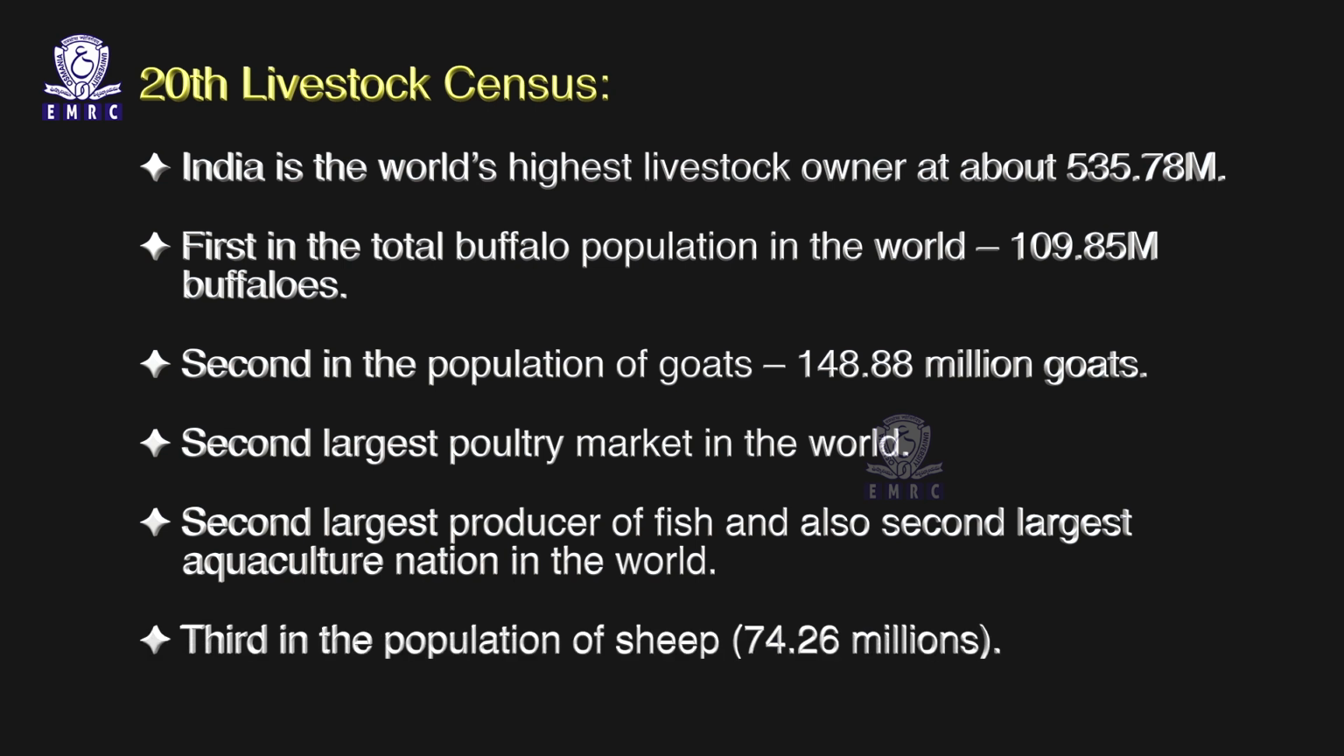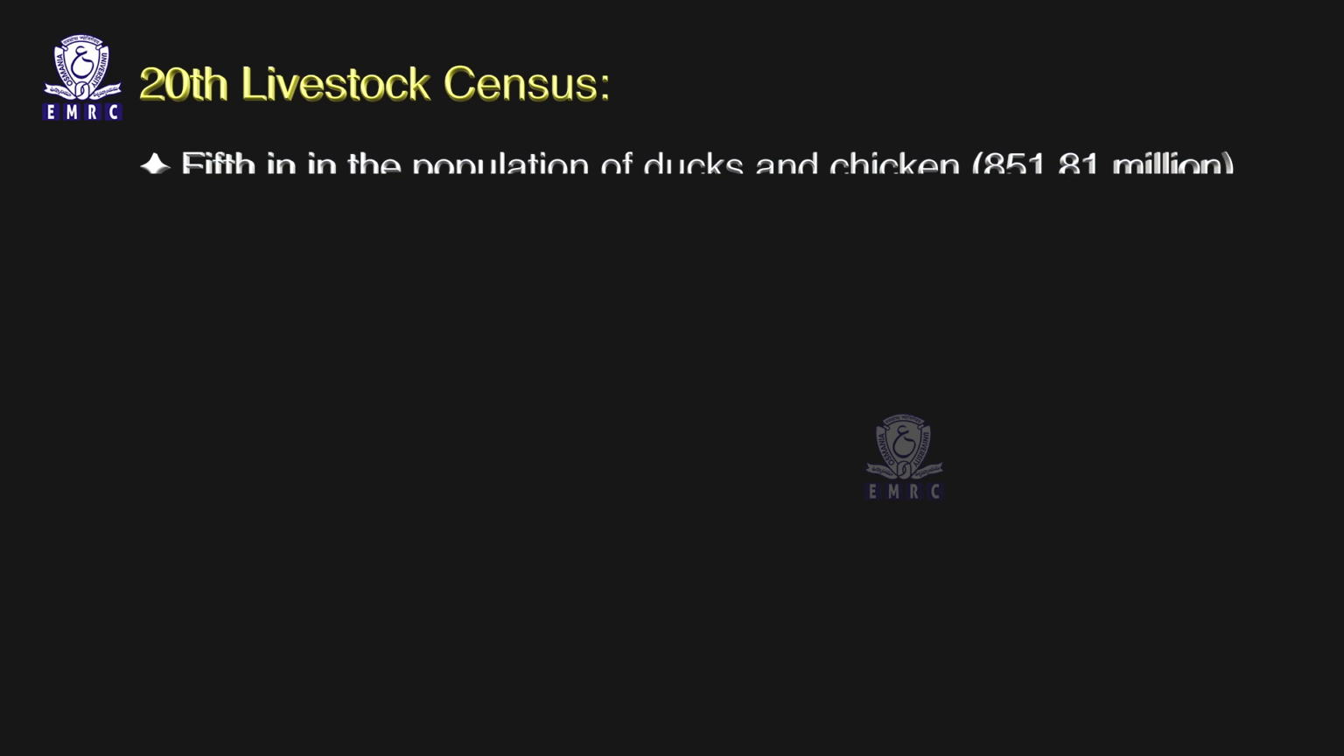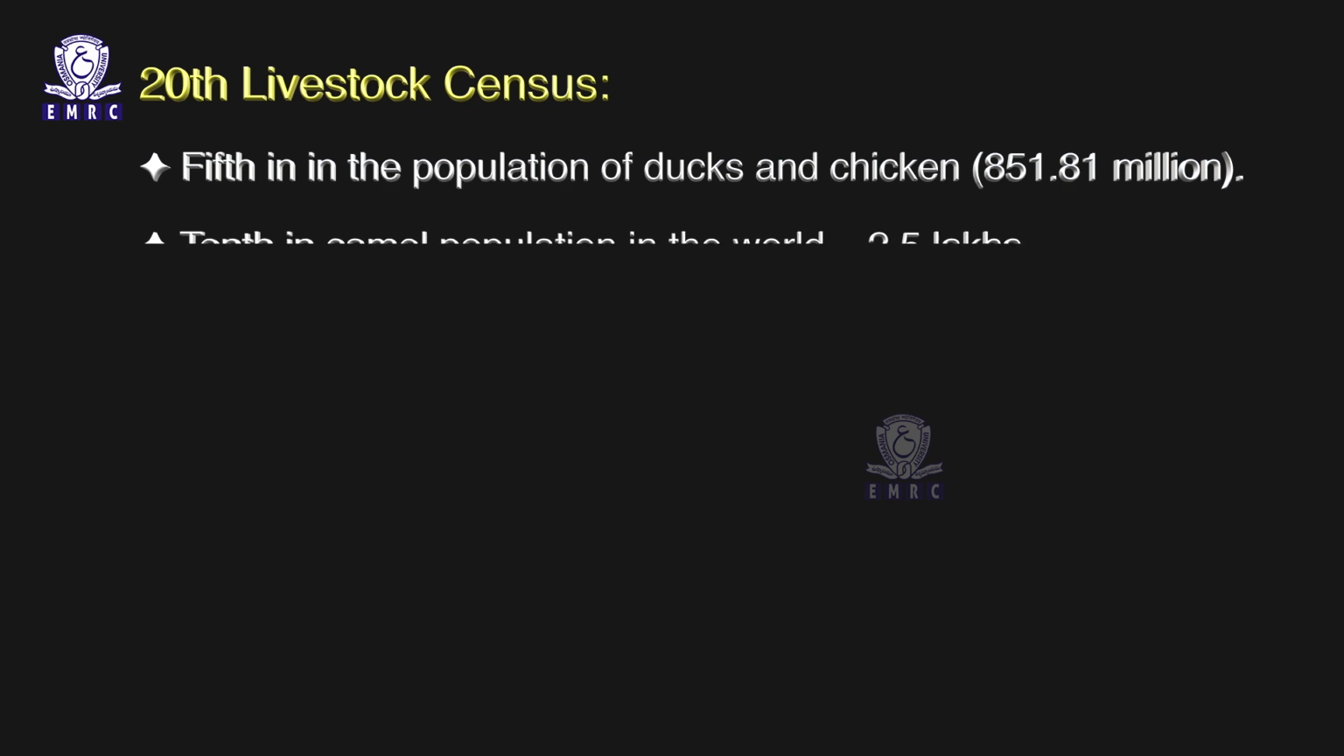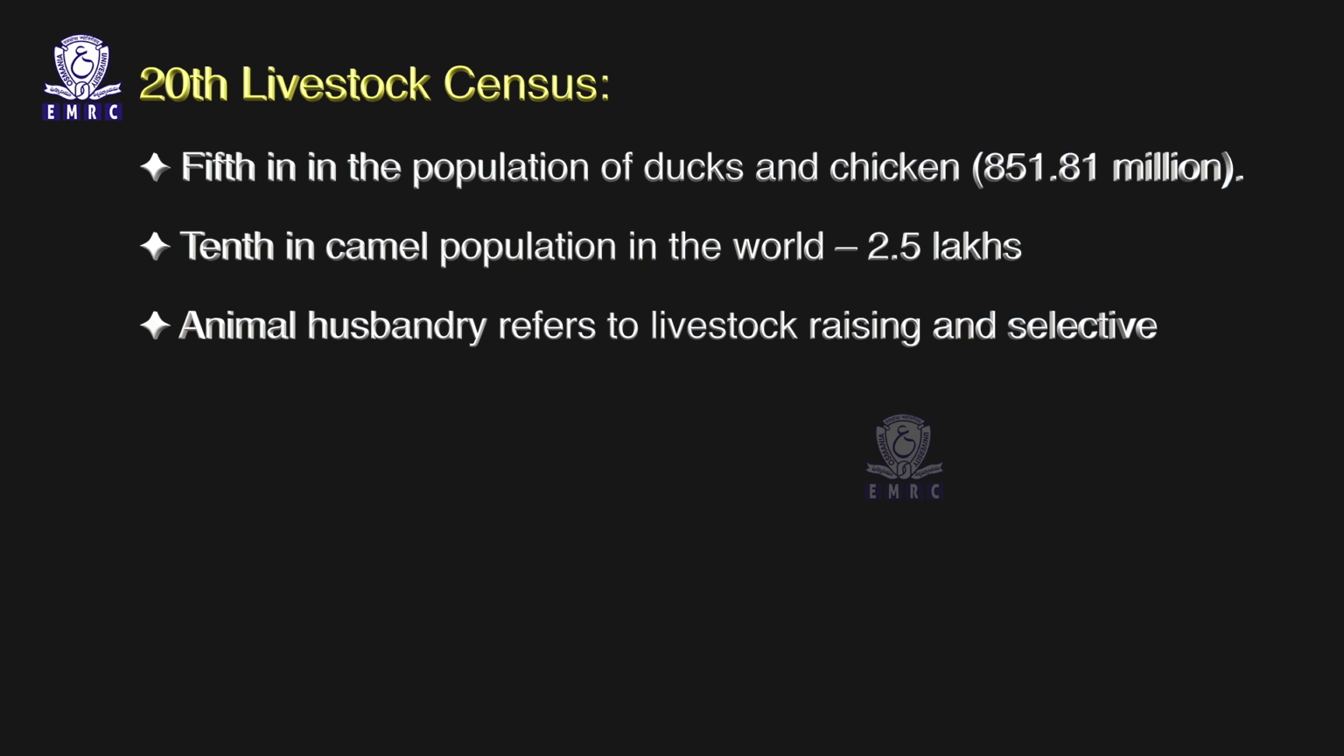Second largest producer of fish and also second largest aquaculture nation in the world. Third in the population of sheep. Fifth in the population of ducks and chicken. 10th in the camel population in the world. These were a few of the highlights of the 20th livestock census and some of the trends.